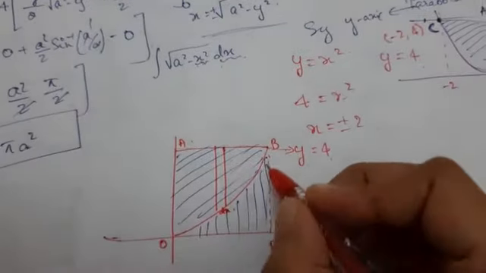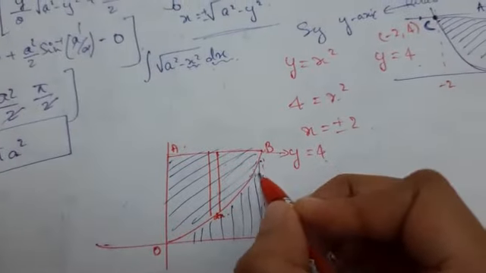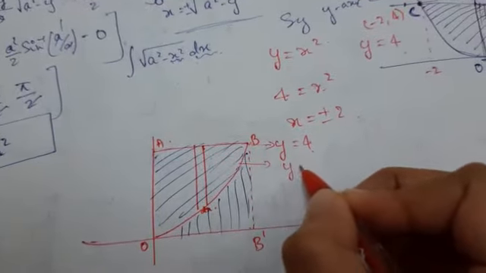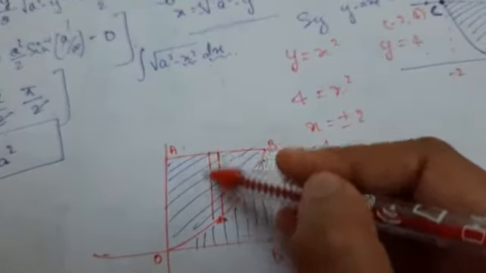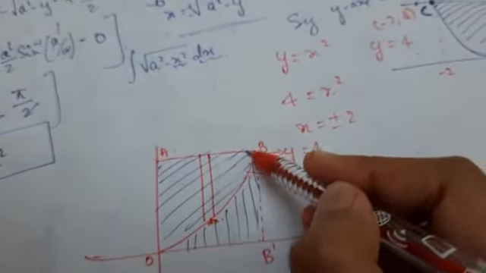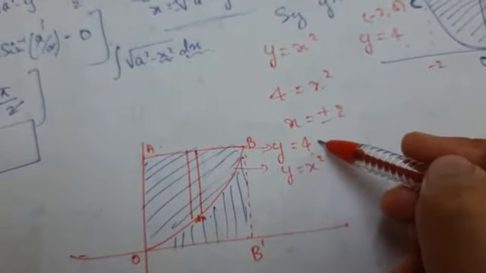And what is this curve? This curve is nothing but y is equal to x square. So area under this curve means what? So what is the equation of this line? y is equal to 4.